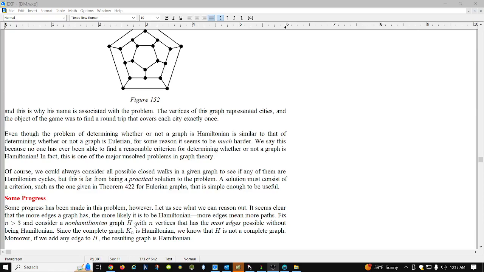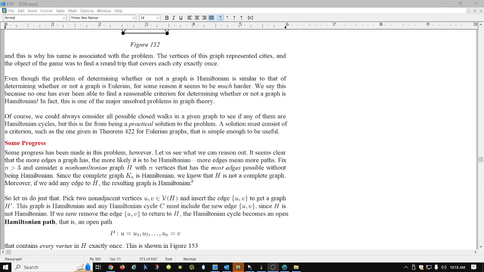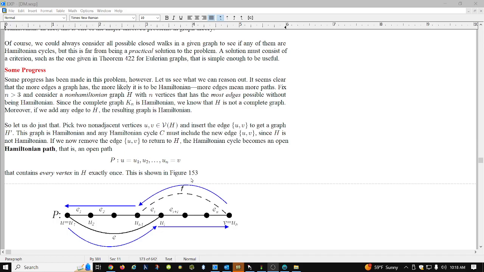In any case, even though we can't solve this problem, considerable progress has been made over the years. And I'm going to walk you through one particular result. And we're going to try to reason this out together slowly because the argument's a little bit intricate. So it goes like this. It seems intuitively clear that the more edges a graph has, the more likely it is to be Hamiltonian. More edges mean more paths, after all.